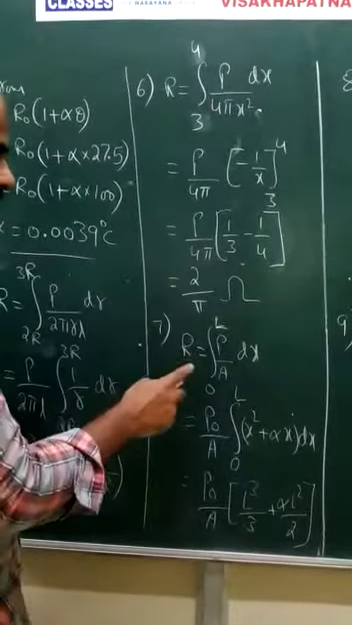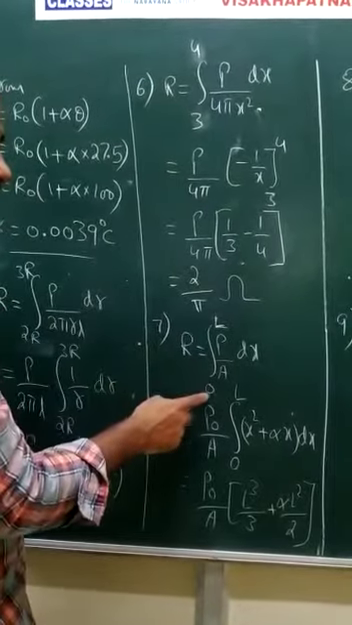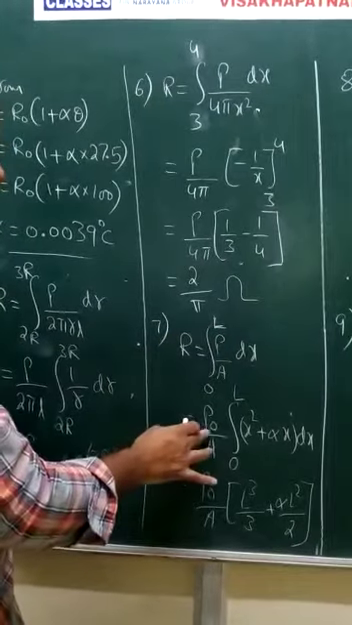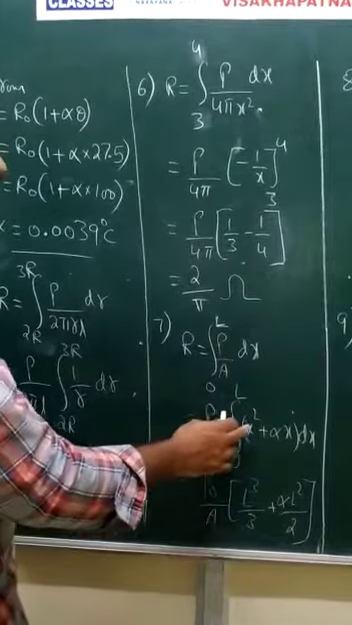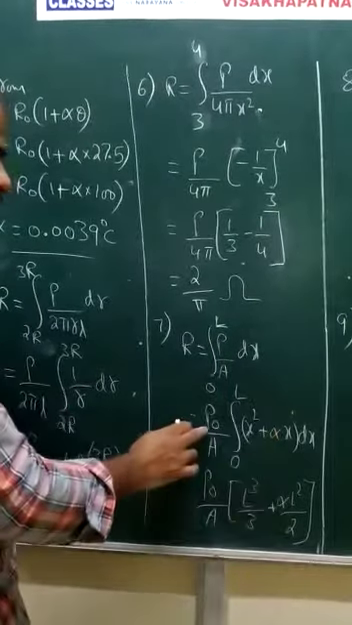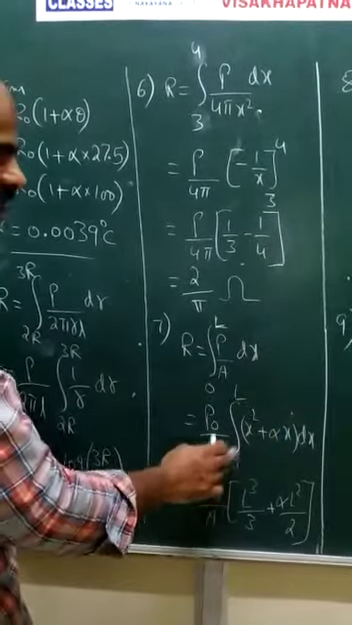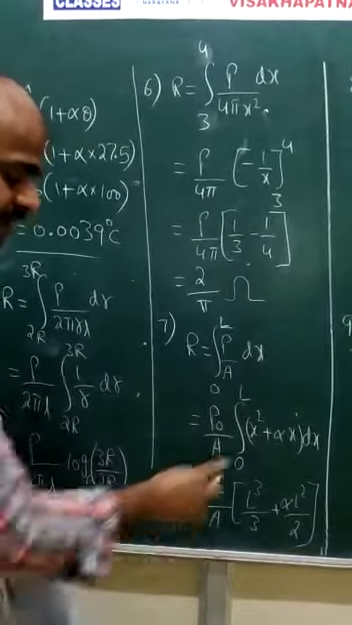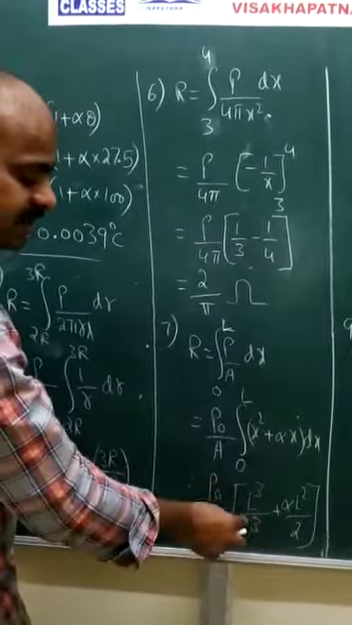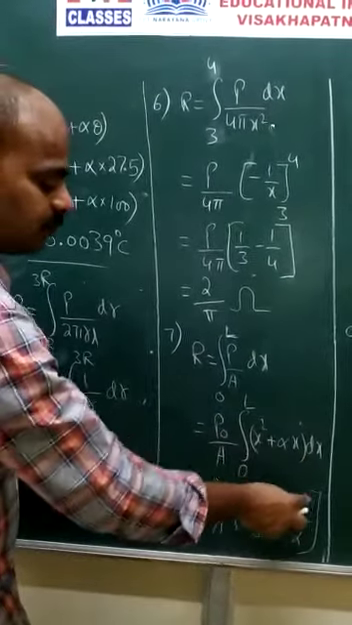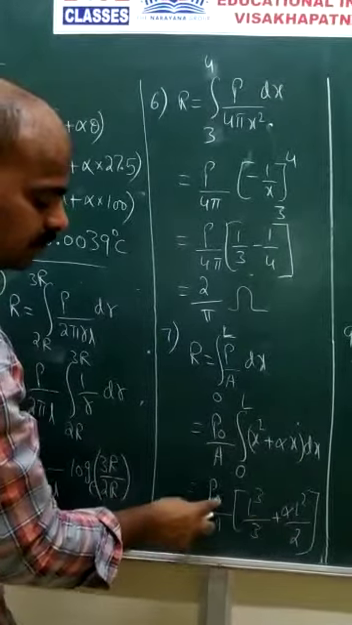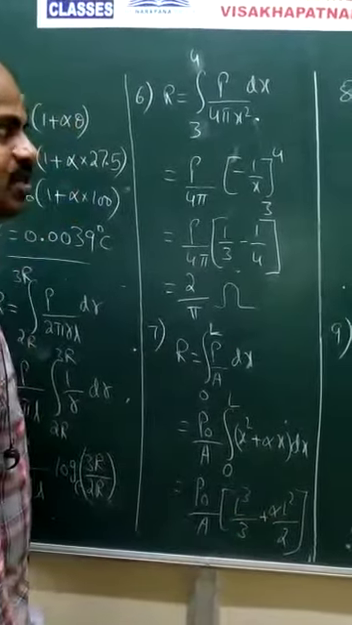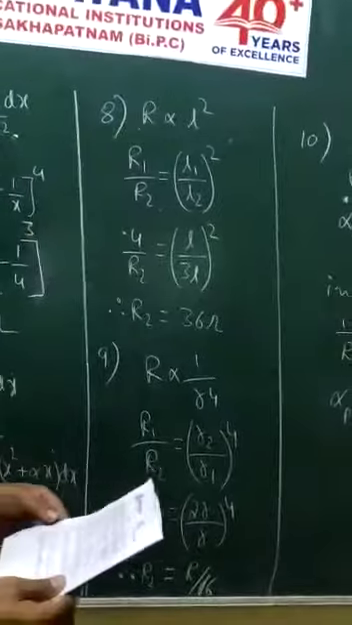Now from the same formula, net resistance is equal to integration from 0 to L of rho by A with respect to dx. Here rho is given as rho naught of x square plus alpha into x, so rho naught is constant, integration from 0 to L of x square plus alpha x. The integration of x square is x cube by 3, and of x is x square by 2. By substituting the limits we get rho naught by A of L cube by 3 plus half alpha L square. Question number 8.